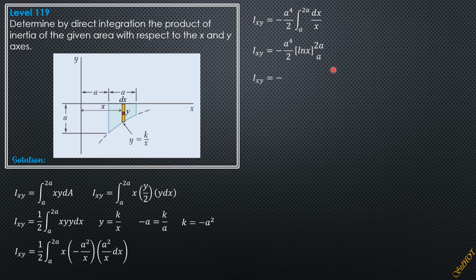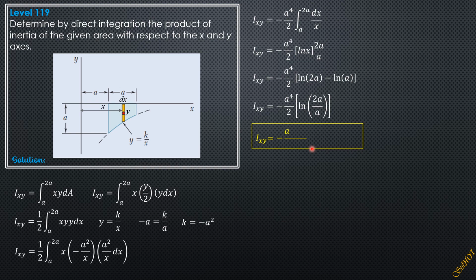Substituting, Ixy equals negative a to the fourth over 2 times ln of 2a minus ln of a. Since ln of 2a minus ln of a is ln of 2a over a, Ixy equals negative a to the fourth over 2 times ln of 2a over a. Cancel out a, so this Ixy is negative a to the fourth ln 2 over 2. Approximately, it is equal to negative 0.3466 a to the fourth.